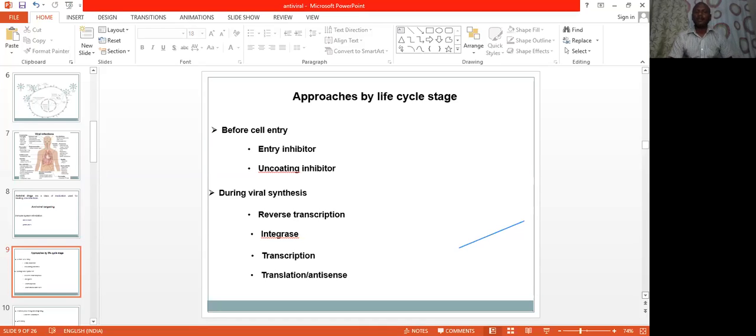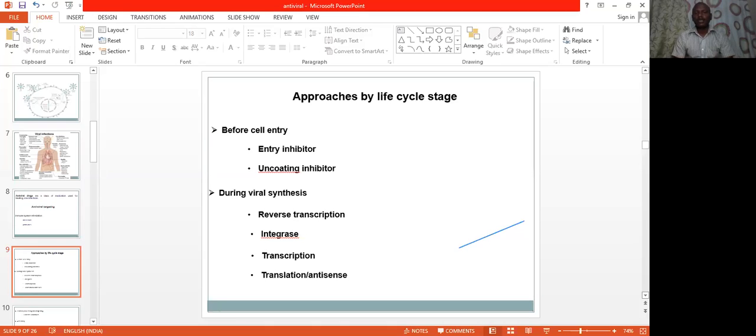Before cell entry, we know that the virus particle first has to recognize the host cell, and once it recognizes the host cell surface protein, then it enters the cell. Once it enters the cell, replication starts. So before the virus particle enters, you can target there, and you can stop the replication of the virus.